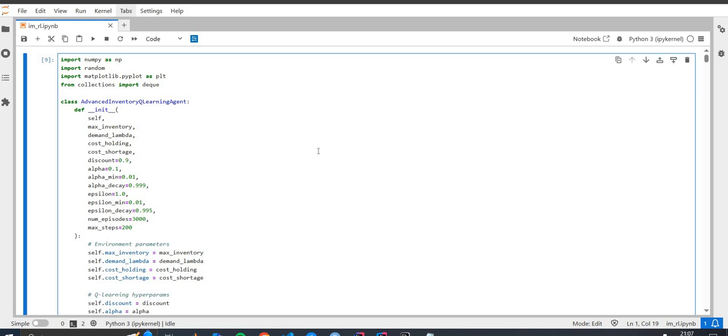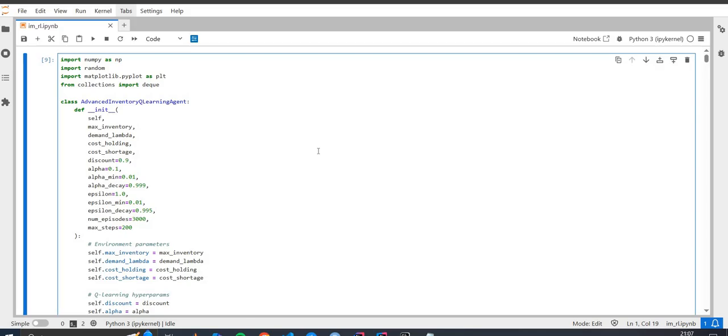Right. In this lesson, we are going to break down how reinforcement learning can be used for inventory management. We'll start by looking at the problem itself, why inventory decisions matter, and what challenges come with uncertainty in demand. Then we'll go through how an RL agent learns to minimize costs by making better stocking decisions over time.